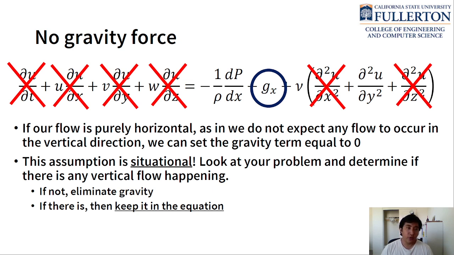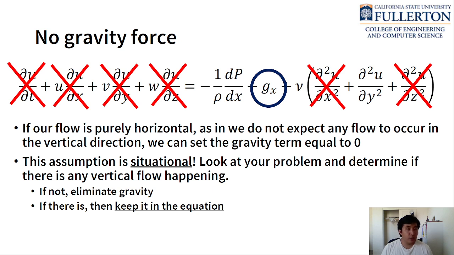The next assumption is going to be no gravity force. You can see I've circled in blue there the gravity term. If your flow is purely horizontal, then gravity is not going to play a role in forcing that flow forward because it's going perpendicular to the gravity vectors. In those situations, you can go ahead and eliminate this chi term.